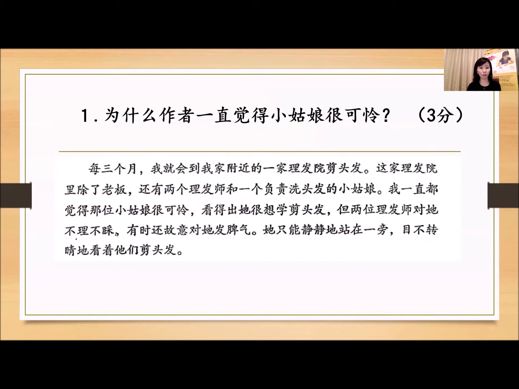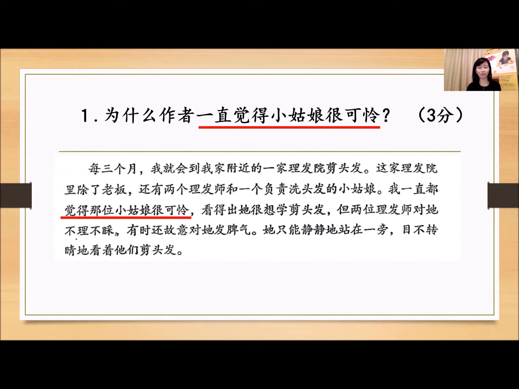每3个月我就会到我家附近的一家理发院剪头发。这家理发院里除了老板，还有2个理发师和一个负责洗头发的小姑娘。我一直都觉得那位小姑娘很可怜，看得出她很想学剪头发，但2位理发师对她不理不睬。有时还故意对他发脾气，他只能静静地坐在一旁，目不转睛地看着他们剪头发。好，the question here is 为什么会一直觉得小姑娘很可怜？I advise students to try to find these keywords from this little phrase from the passage itself. So they have to go and find it first. And this is where you find this sentence.